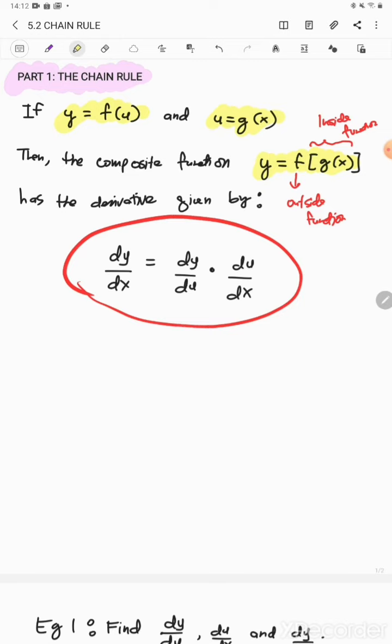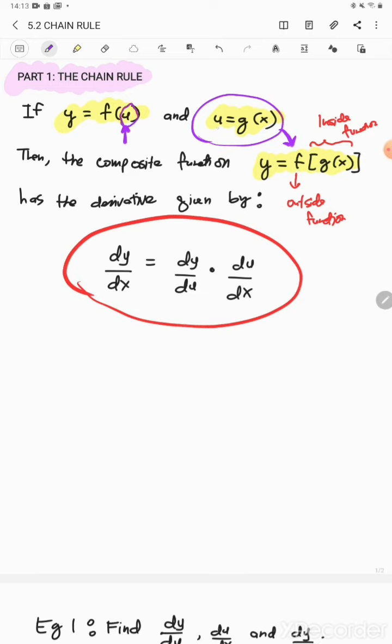Meaning that now we have u inside the f function, and we replace u with g(x) into the function. We replace u equal to g(x), and this makes the composite function y equal to f(g(x)). I hope you understand. We replace u with g(x) since we have u here.